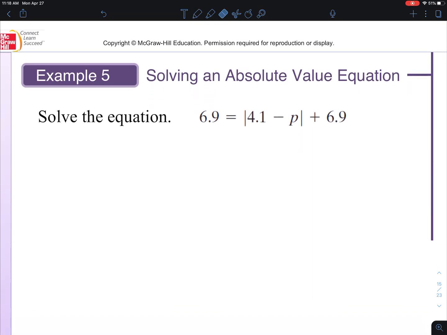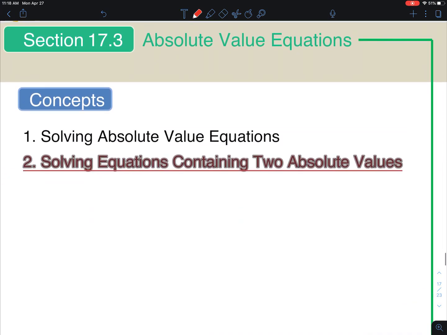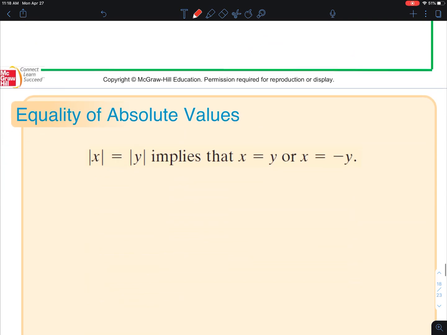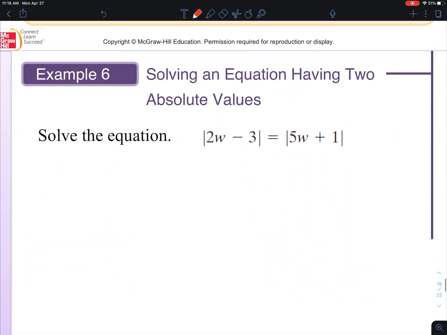This one, we're going to go ahead and skip these two. I think I have another one here I'm going to skip. Yeah, there you go. So now this one, we have two absolute values. So we have expressions with absolute values on the left and the right. And we're going to solve these exactly the same way that we did the other ones, regardless of whether it's a full expression. So in this case, 2w minus 3 is going to be equal to negative w plus 5. Or 2w minus 3 is going to be equal to 5w plus 1.